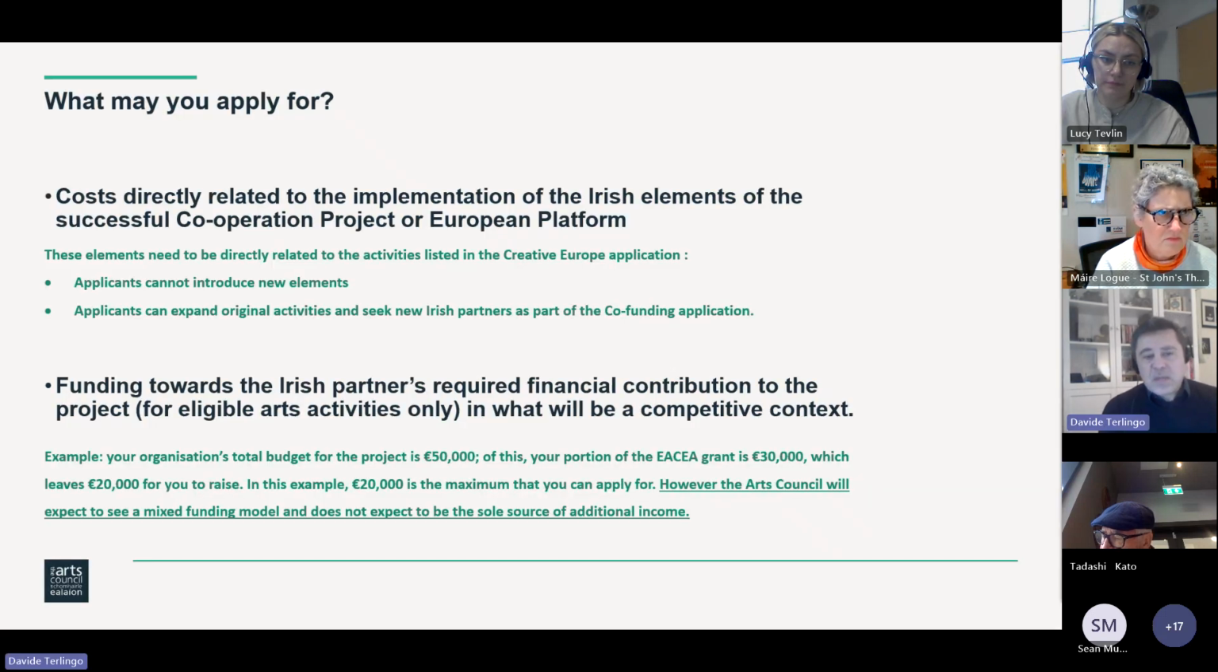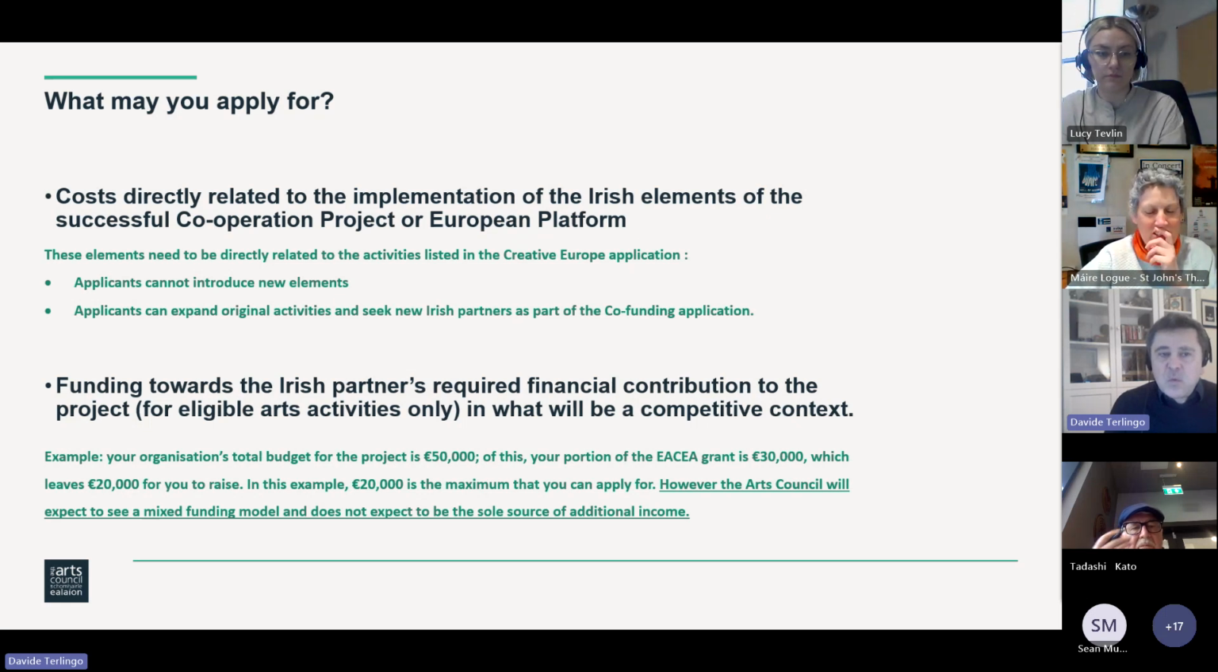Some of the most important points, which are usually connected with the main questions and inquiries we receive from organizations, are these two. What is this really for? What can you apply for? Under the co-funding award strand 1, you can only apply for costs directly related to the implementation of the Irish elements of your successful cooperation project or European platform. So you cannot apply for activities that are run by your partners. You can only apply for activities that are part of what you listed in your Creative Europe application as an Irish partner.